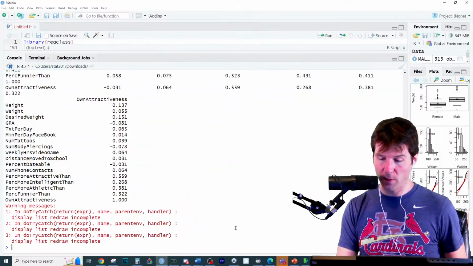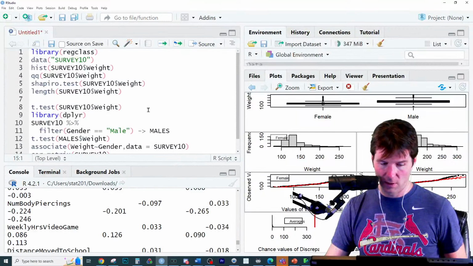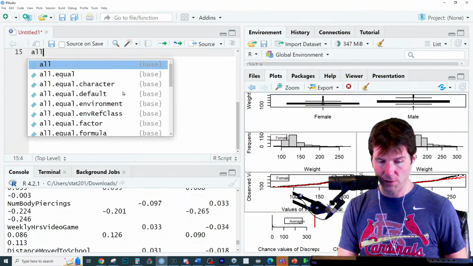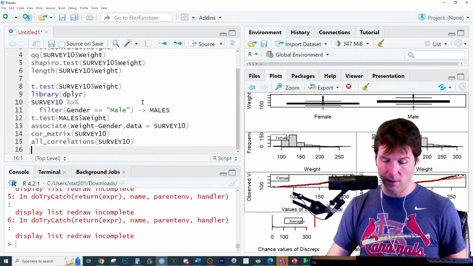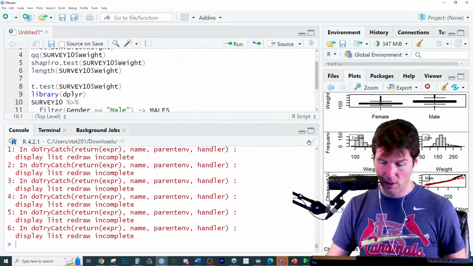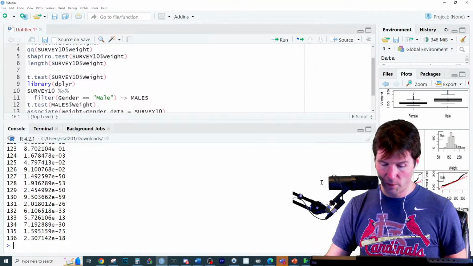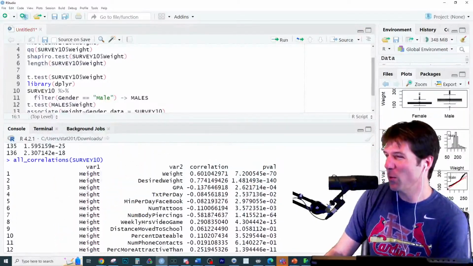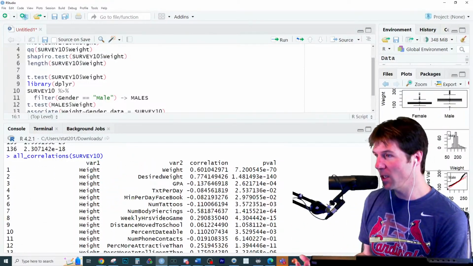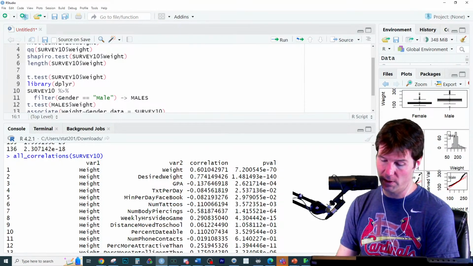But we actually have a much better function for looking at correlations. And the name of the function is all correlations. So the all correlations function, as it says, gives us all the correlations. So we'll get the output nice and neat right here so we can see it. So we literally have every correlation in the data set. And you might say, well, how is this better than a big matrix? Like, why would you want all the correlations right here just shown to us?